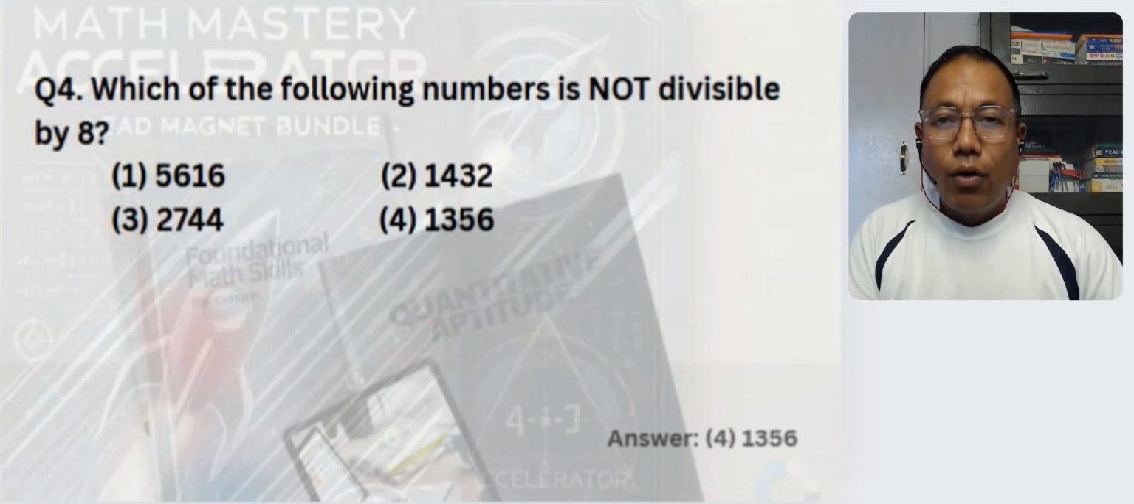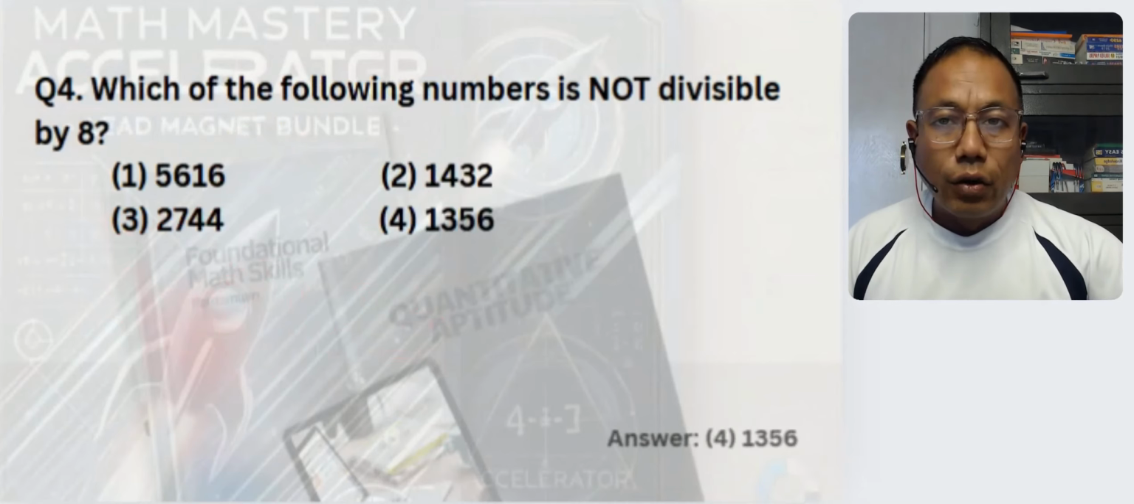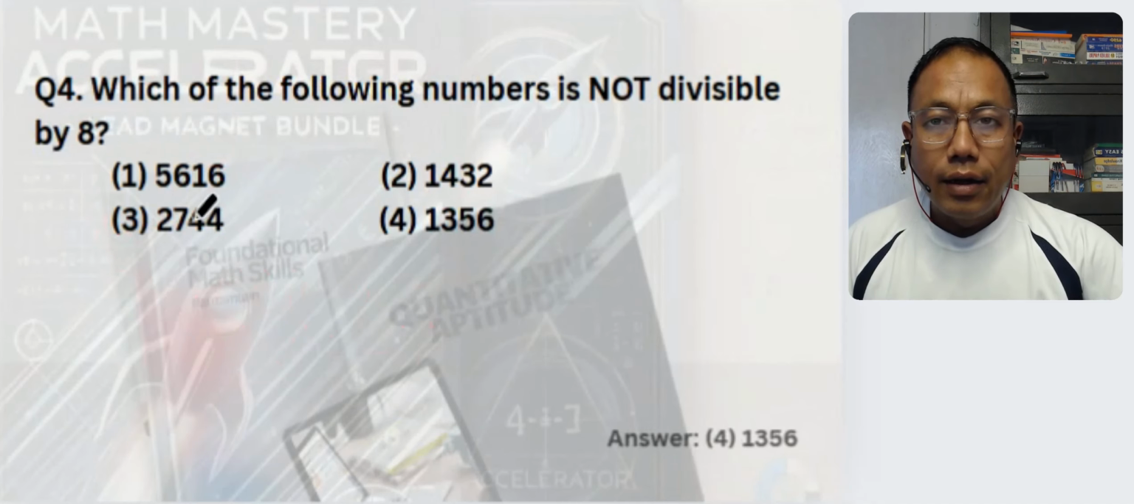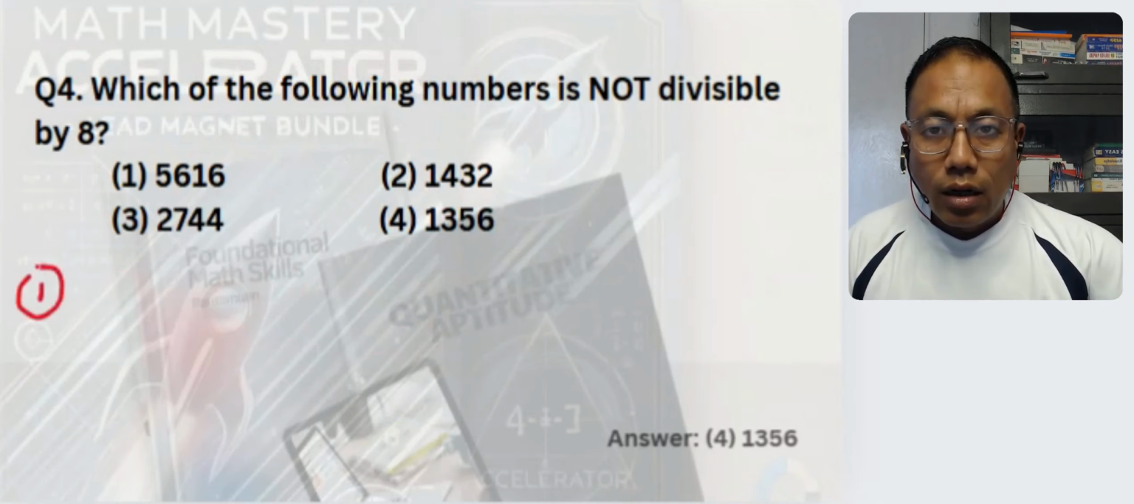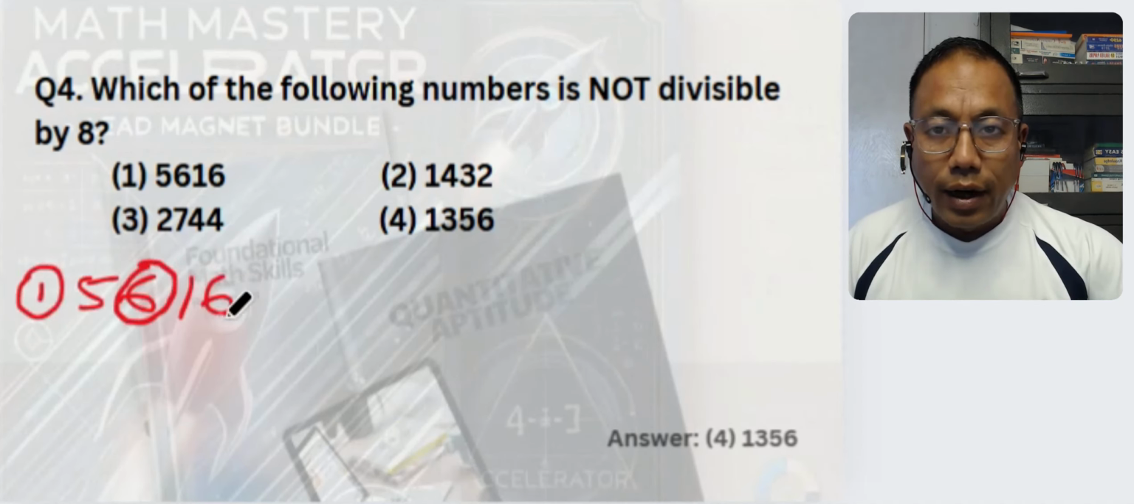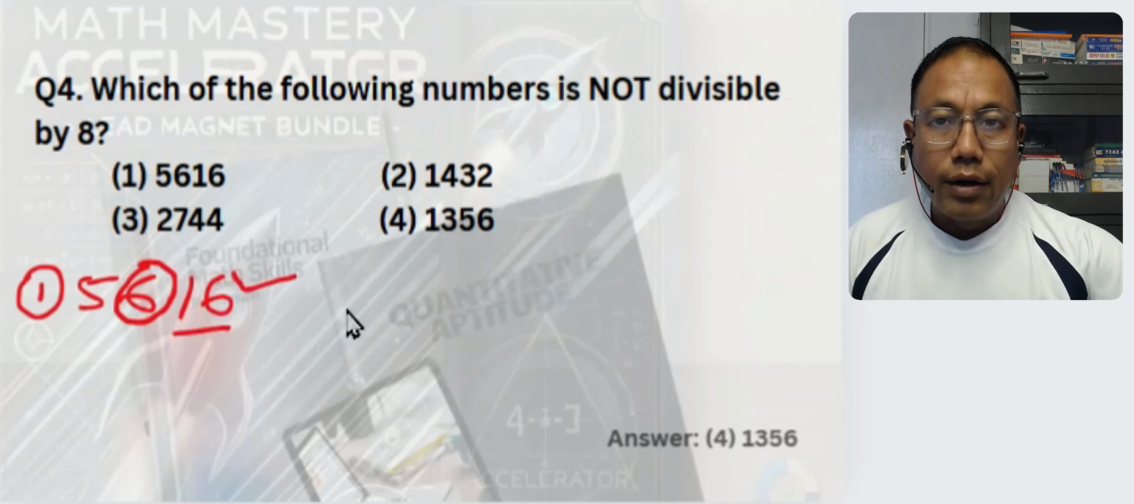Question number 4. Which of the following numbers is not divisible by 8? Option 1, 5, 6, 1, 6. Hundreds place is even. 16 is divisible by 8. 8 2s are 16. This is divisible by 8.